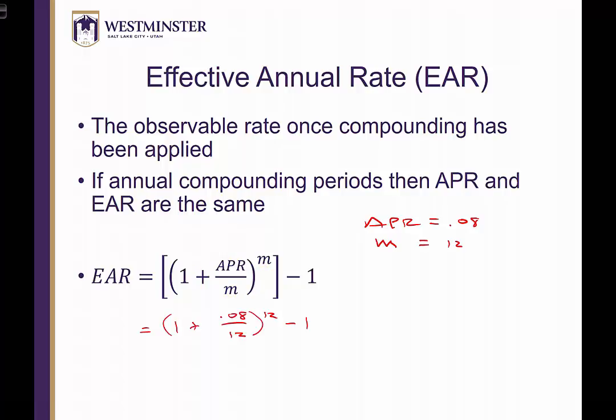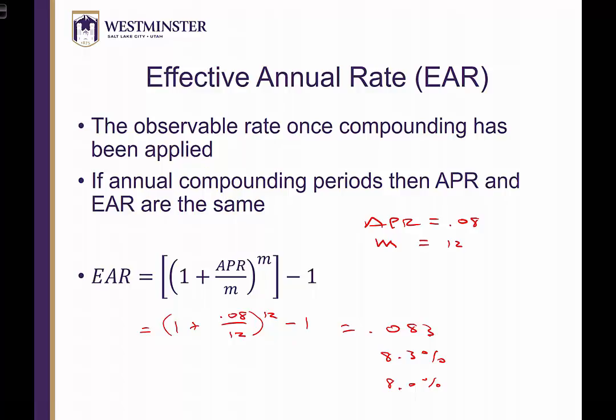We'll start by taking 0.08 divided by 12, which is going to equal 0.006667. That's rounded, of course. Let's add 1 to that, so we have 1.00667. And now let's take that to the power of 12, which is 1.083, and subtract 1 from it. So we find that it was 0.083, or 8.3%. So what we thought was going to be 8%, because there were monthly compounding periods, we actually observed that we paid an effective annual rate of 8.3%.